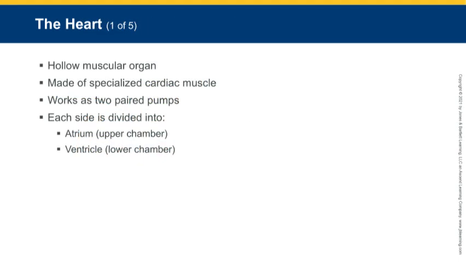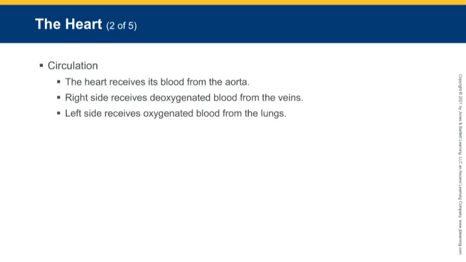The heart is a hollow muscular organ made of specialized cardiac muscle. It functions as 2 paired pumps, each side divided into an atrium upper chamber and a ventricle lower chamber. The heart receives its blood supply from the aorta.